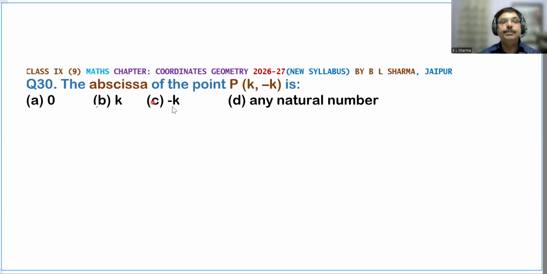The abscissa of the point P having coordinates k, minus k. See, the first coordinate, the first component, that is the x coordinate, and the x coordinate is also known as abscissa. The second component is the y coordinate. The y coordinate is known as ordinate. So abscissa is the first component, that is k. So you can say that B is the correct option.